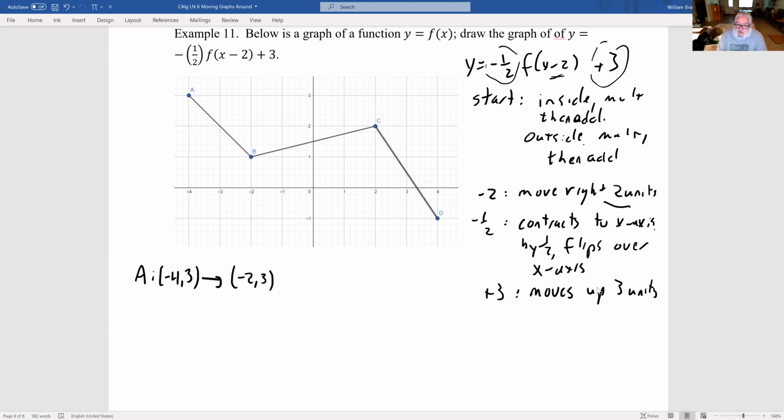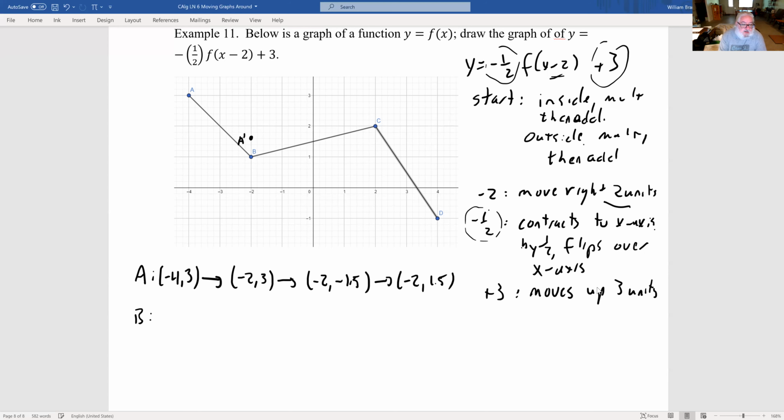Now we're moving outside, right? And outside means we're tinkering with the y coordinate, not the x coordinate. So we want to take your y coordinate multiplied by -1/2. So that gives you -2, and -1/2 times 3 is -1.5. And then finally, moving up 3 units means add 3 to the y coordinate. And so -2, and the 3 plus -1.5 is 1.5. So -2, 1.5. That's my new A prime. That's where A moves to.